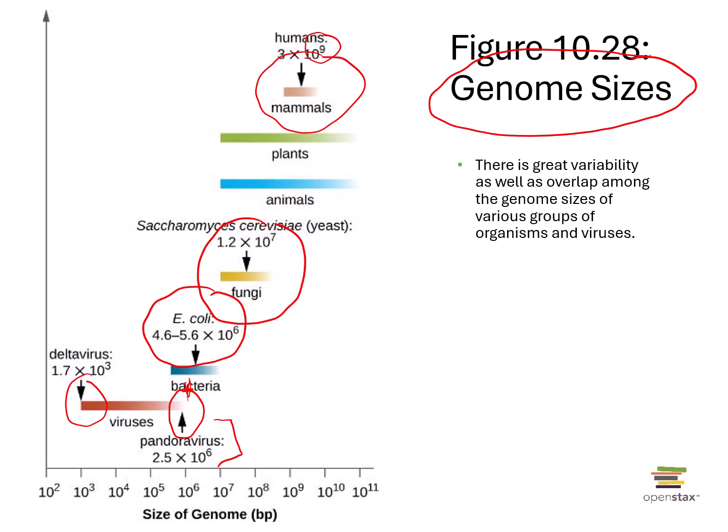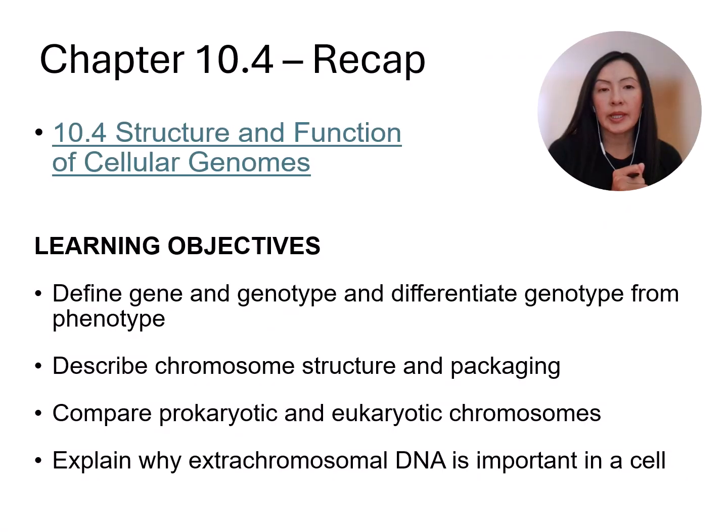So if a bacterium, for instance, is an obligate parasite, it needs to be inside a host cell, then it's going to have a small genome because the host is going to supply most of its nutrients. Whereas if a bacterium such as Pseudomonas aeruginosa has a huge variety of metabolic and enzymatic capabilities, then it's going to have a larger genome. All right, let's recap 10.4.